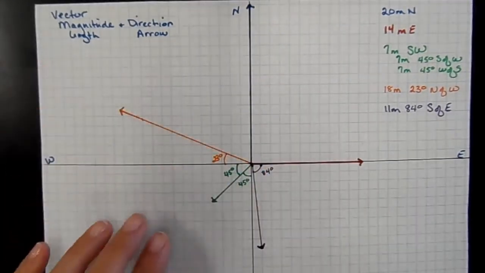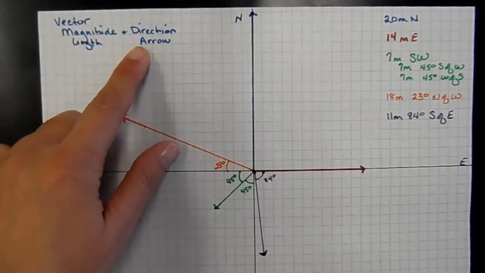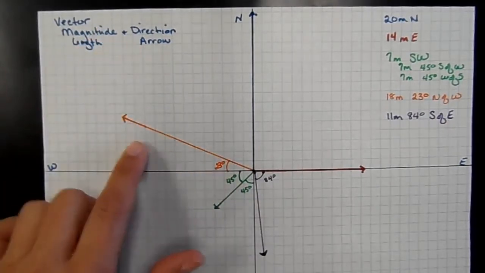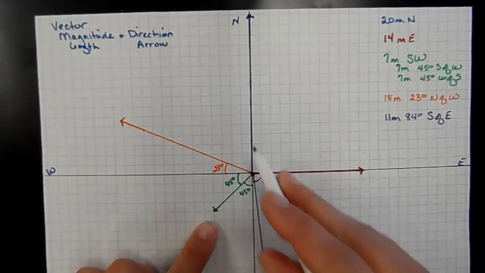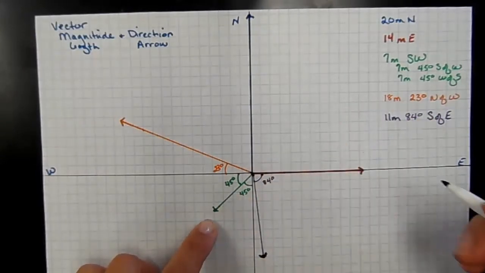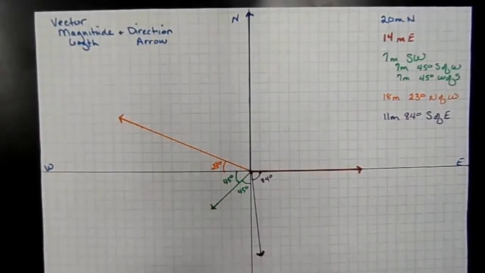All right, so our vectors then, vectors have magnitude and direction. They are represented by the length of the arrow, and the arrow itself is represented by a direction. And if it is not along one of your horizontal or vertical coordinate planes, then we have to measure those angles.